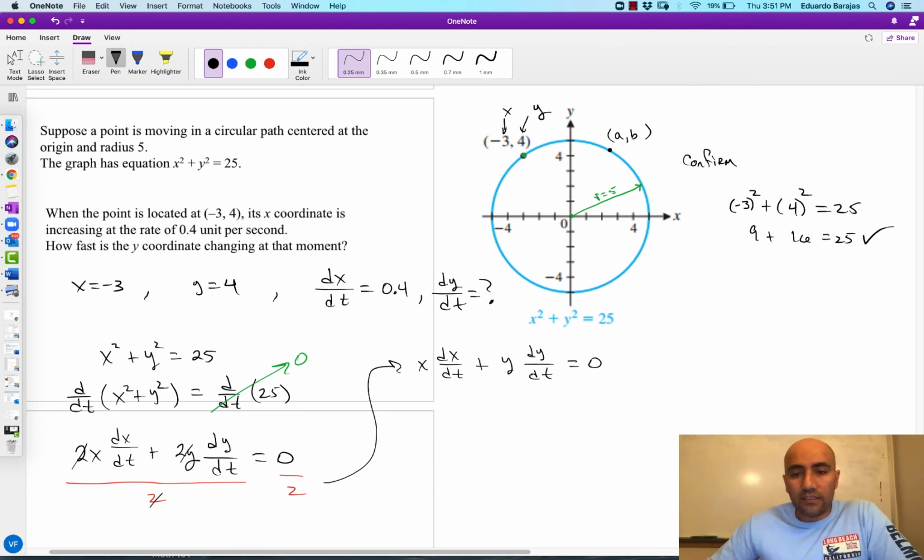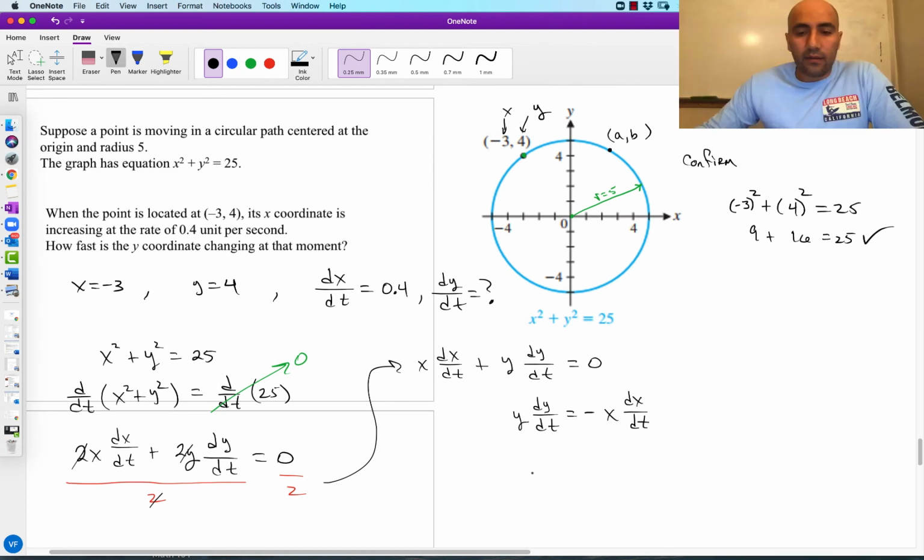And we're interested in this variable, so let's solve for it. Moving this term to the other side, we get y dy/dt is equal to minus x dx/dt. And now if we divide everything by y, we'll get what we want. dy/dt is equal to negative x dx/dt divided by y. Good. Okay, so we have everything we need. Let's plug it all in.